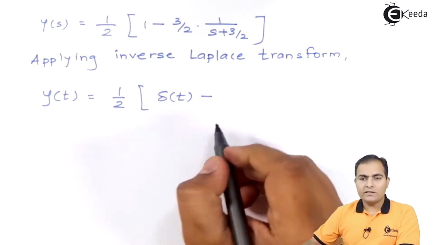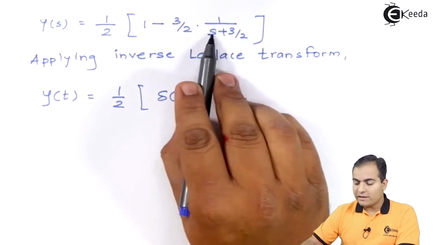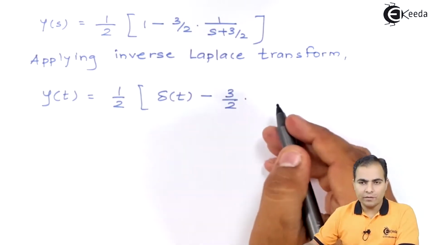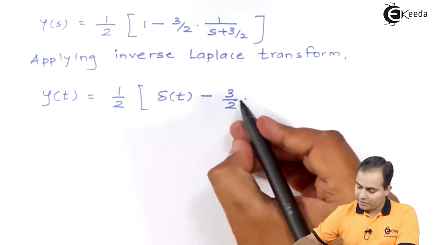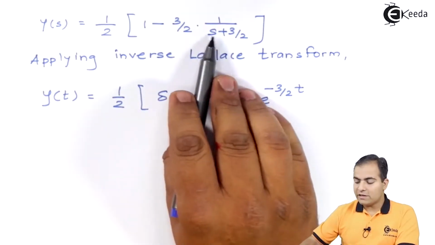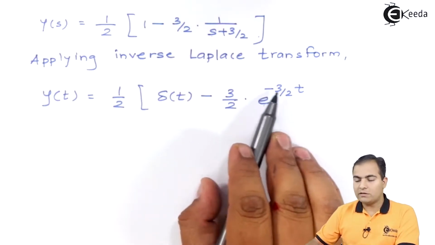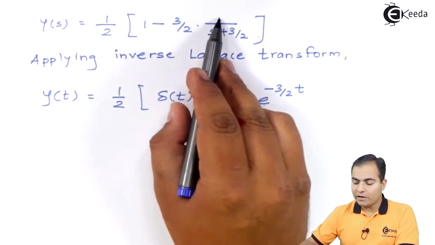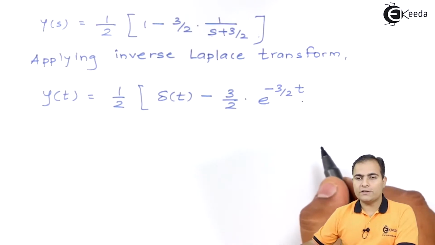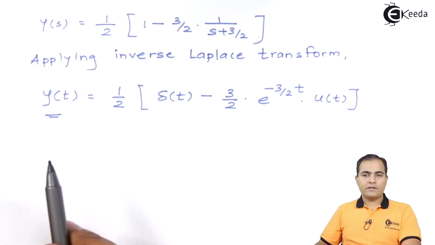Here, minus 3 by 2 is a constant, into, look at here, this s is shifted by 3 by 2, which means we have to use the frequency shifting property. According to the frequency shifting property, if s is shifted by 3 by 2, then we have to multiply the input by e to the power minus 3 by 2 into t, where my input is 1 by s, and the inverse of 1 by s is, we know, a unit step. Now, this is the result of the impulse response.